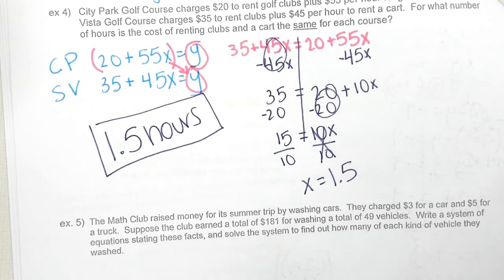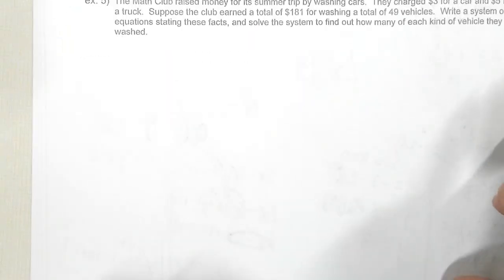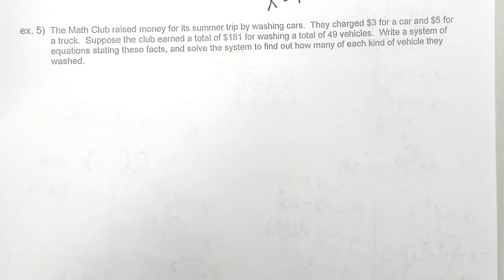Okay, one more. It says the math club raised money for a summer trip by washing cars. They charged $3 for a car and $5 for a truck. Suppose the club earned a total of $181 for washing a total of 49 vehicles. Write a system of equations stating these facts. Solve the system. Yada yada. I don't know. What are you gonna say?